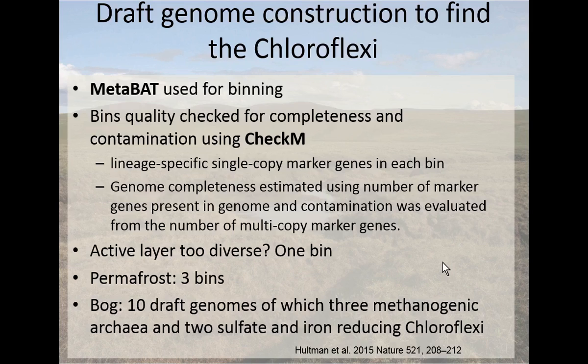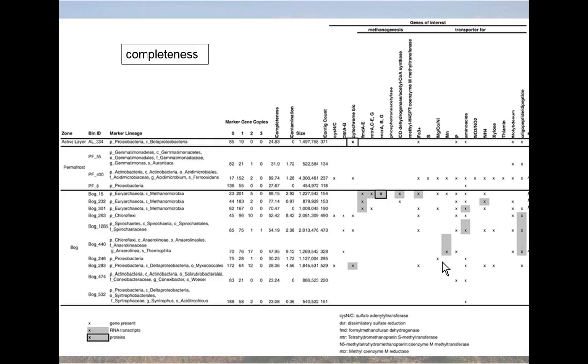When I sampled the cluster at the active layer, it seemed to be too diverse, because I could only get one bin from the active layer. From permafrost I got 3 bins, and from the bog I got 10 bins, of which 3 were methanogenic archaea and 2 were sulfate and iron reducing Chloroflexi. But in the permafrost there were no Chloroflexi, although they were so abundant based on the 16S, metagenomes and metatranscriptomes.